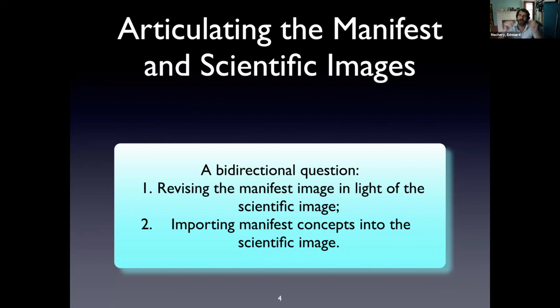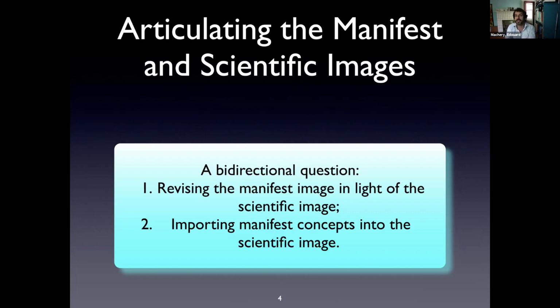What I want to be focusing on in the remainder of this talk is the other dimension of articulation, where scientists are interested in importing manifest concepts, or concepts that belong to the manifest image, into the scientific image. And why would they want to do that? Well, one reason is that they might be convinced that some manifest concepts capture important distinctions that any science should be able to preserve.